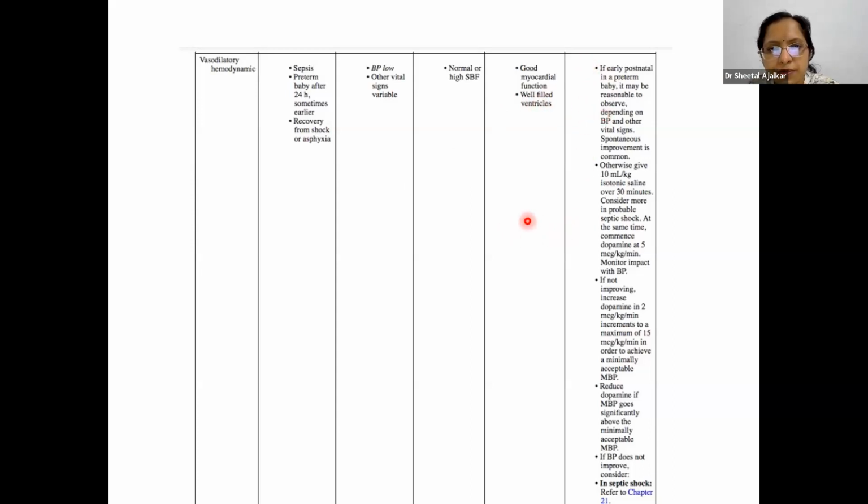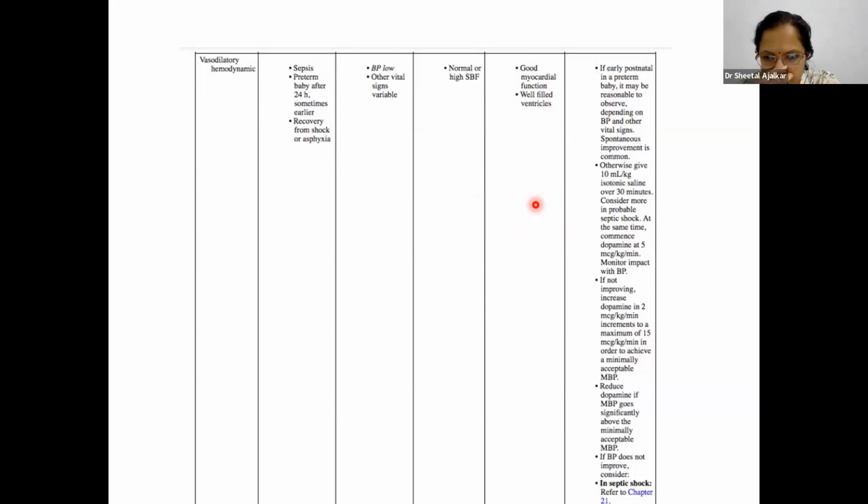Otherwise, if there are signs of hemodynamic compromise, then we have to give a 10 ml per kg bolus over 30 minutes. And if it is septic shock, we can consider more. At the same time, we have to start dopamine. For septic shock or vasodilatory shock, dopamine is the agent. And if not improving, we increase dopamine by 2 mics up to 15 mics according to them, but it is safe up to 10 to 12 mics max.